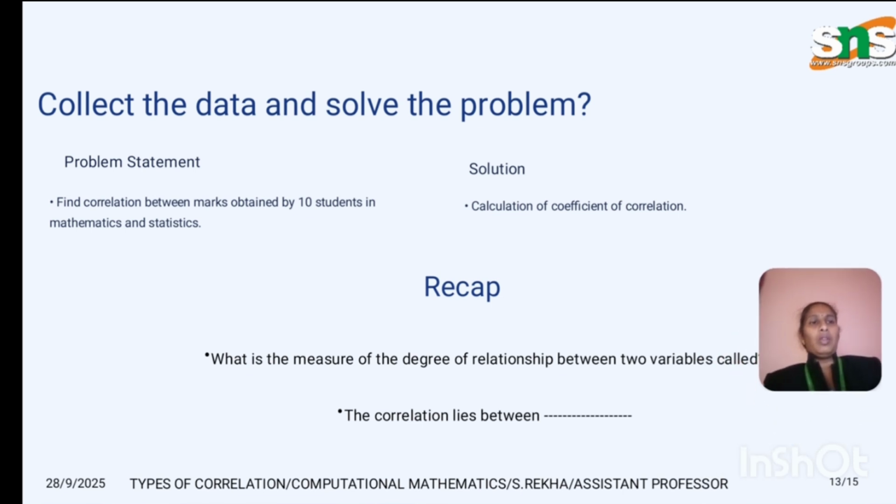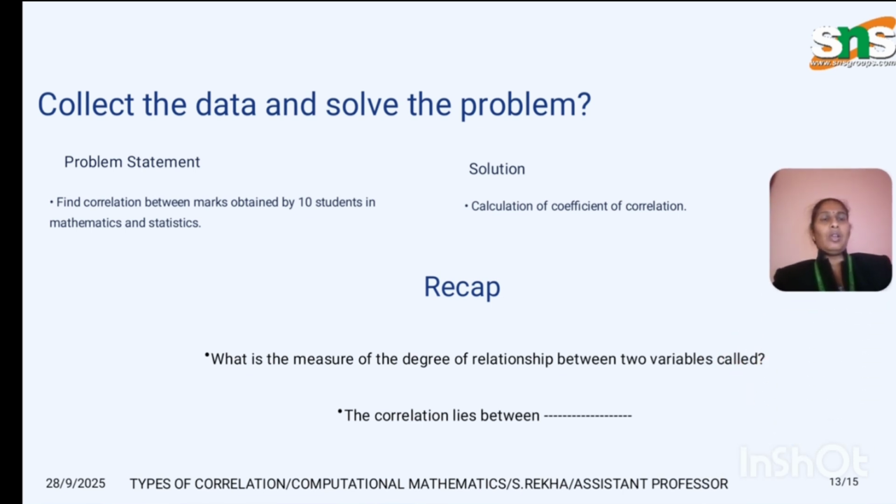Now I am going to recap all the concepts we have already studied: the measure of the degree of relationship between two variables, and where the correlation lies. I have also discussed the problem of finding the correlation coefficient using the Pearson coefficient. Here we solve the correlation for 10 students who scored marks in maths and statistics, and find the correlation coefficient.